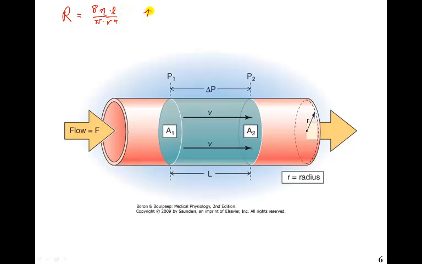where nu is blood viscosity, L is vessel length, and R is vessel diameter.